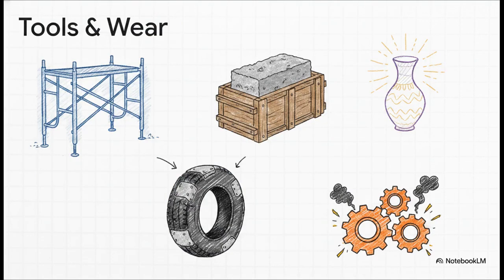Let's talk physical equipment for a second. First, scaffolding. That's the temporary metal structure used to support workers on a site. Then, formwork. These are the molds into which concrete is poured.